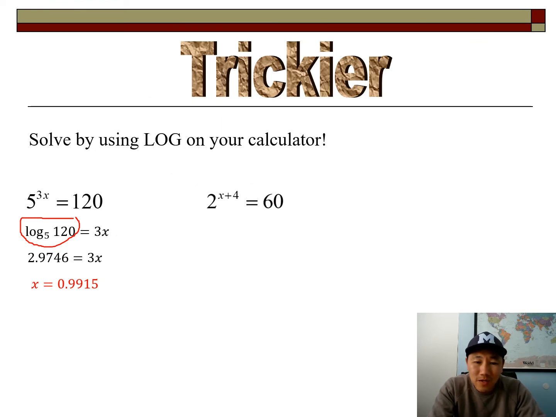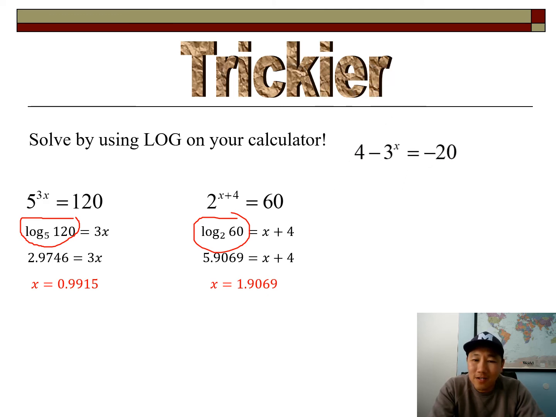Here's another one that's slightly more complicated. Change it to log form. Punch this into your calculator and subtract 4. Not that bad, huh?